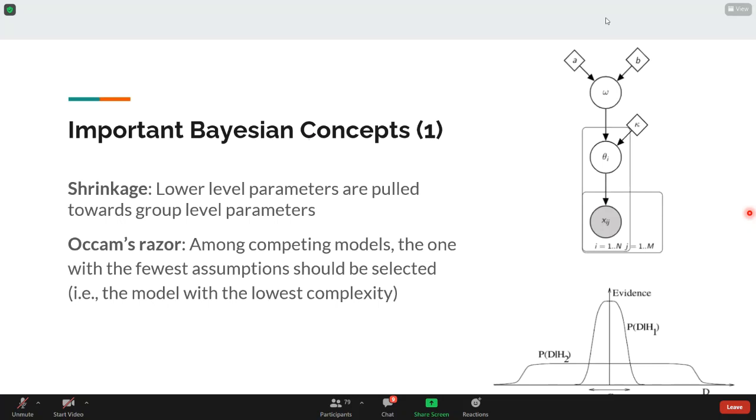Yeah, that's shrinkage. I think you want to do Occam's razor, right? No, I would do the exercises. All right.